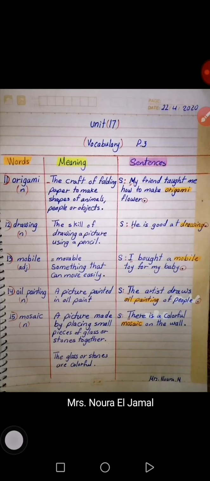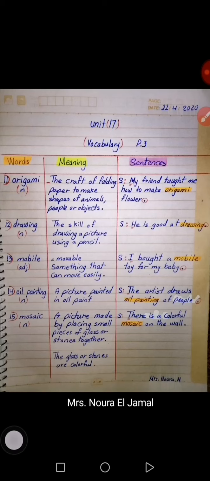Number 13, mobile. Mobile is an adjective. What's the meaning of mobile? Movable. Something that can move easily. It's not fixed in one place. Sentence, I bought a mobile toy for my baby. So the things that can move easily, that can't be fixed in one place, we can call mobile.